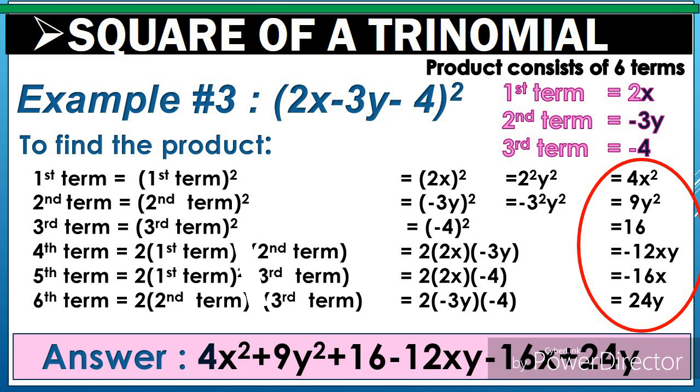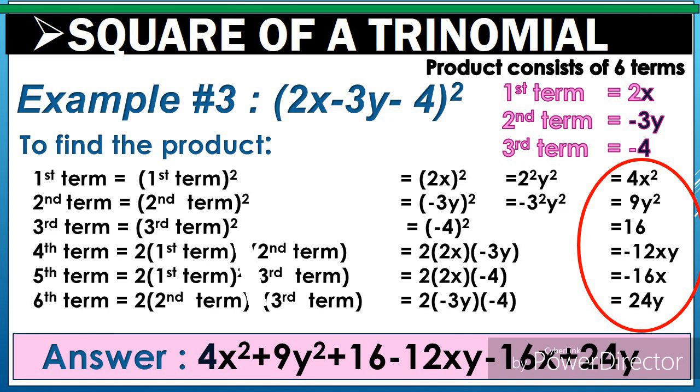Okay, again, to find the product, we're going to follow this pattern. Para makuha ang first term, square lang natin ang first term, that is 2x squared. So, 2 squared is equal to 4, and then x squared. And then, to find the second term, again, square natin ang second term, which is negative 3y. Okay, negative 3 squared is equal to 9, then y squared. Next, to find the third term, we're going to square the third term, which is negative 4. Negative 4 squared is equal to 16, positive 16.